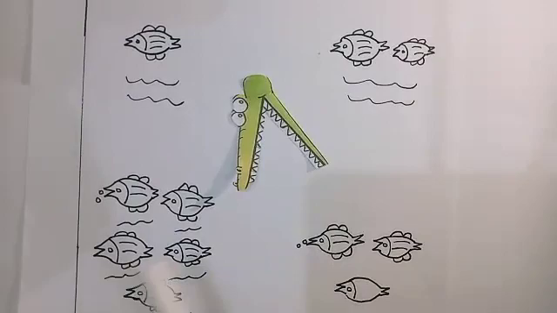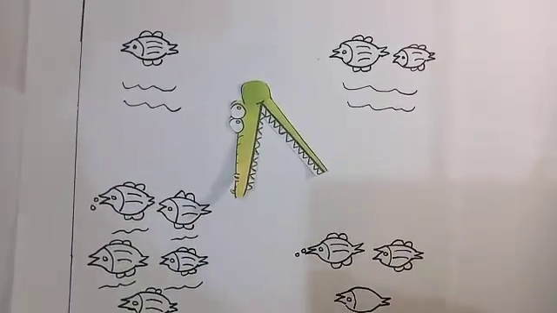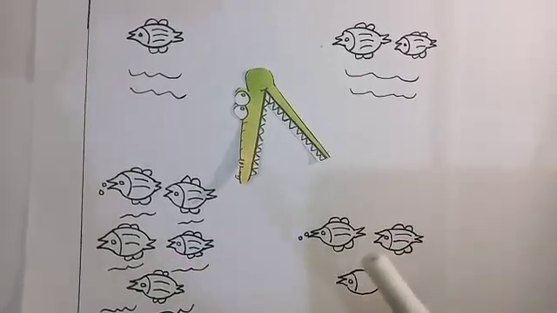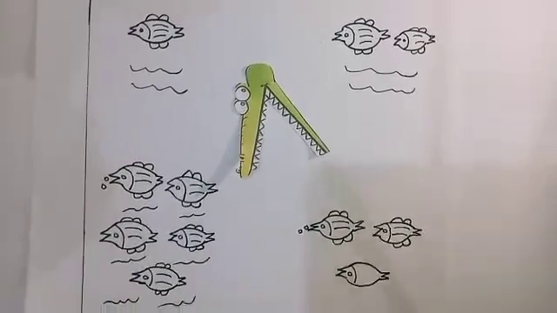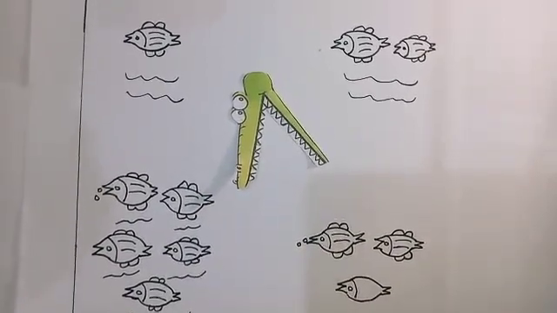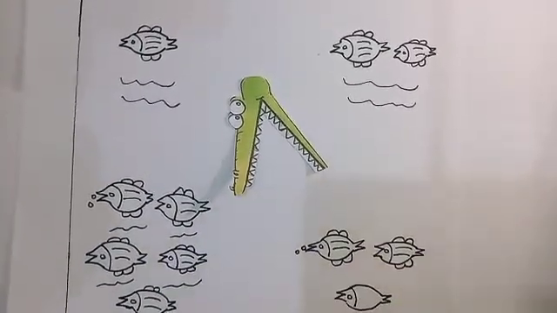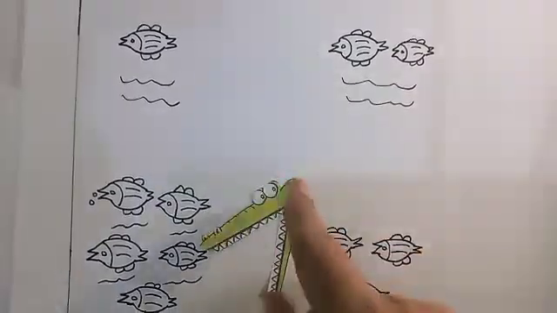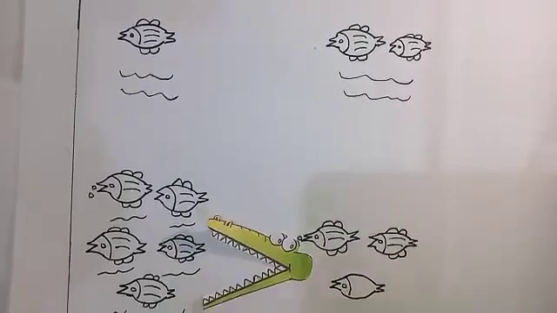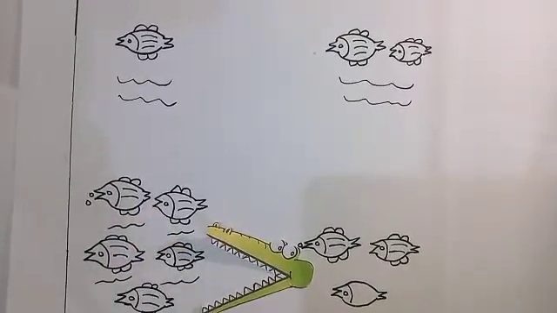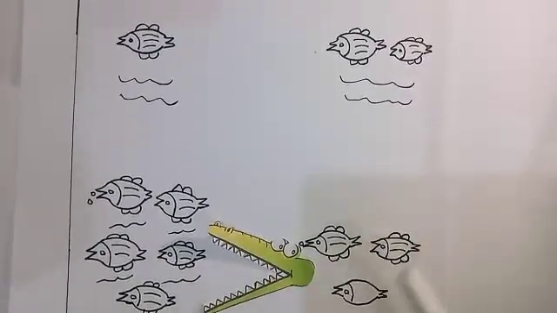1, 2, 3, 4, 5. 5 fish are on this side. At the other side we are seeing 1, 2, 3. We are seeing 3 fish. What will this croc's mouth do? Definitely, the croc's mouth is looking happy. So he will eat these 5 fish. 1, 2, 3, 4, 5. These 5 fish. Look here. We have 3 fish.